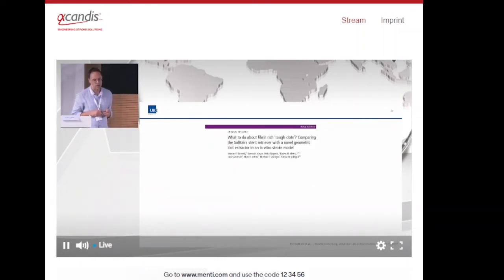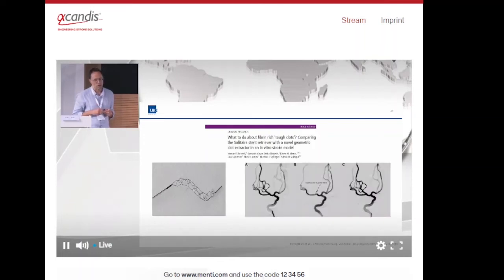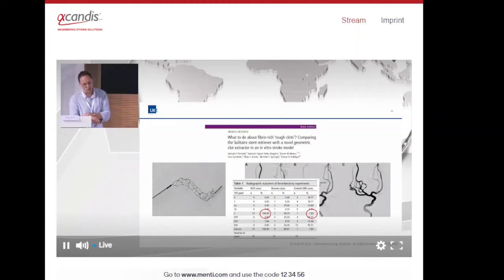Actually, industry went in first and designed a stent retriever that is especially designed for those hard clots. The group of Adnan Siddiqui in Buffalo looked at it in a very eloquent model, so no in vivo testing, and they could show that at that time this device was called GCE, Geometric Clot Extractor. Now it's the Nimbus device that is commercially available, at least in Europe. So they put in a fiber-enriched clot, and then they could show that they could retrieve the thrombus in every case with the GCE and in only 7% of cases with the Solitaire. So this is something nice and interesting.